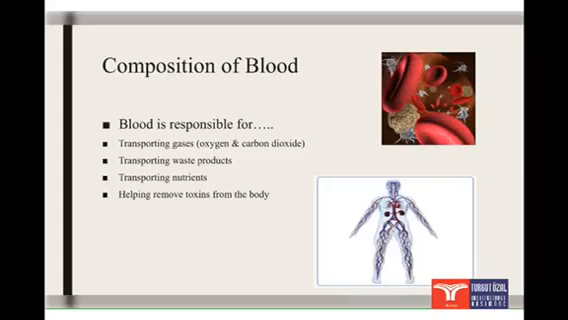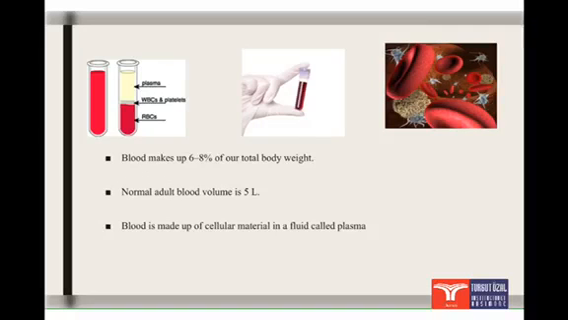You have to know that blood is responsible for transporting gases, for example oxygen and carbon dioxide, for transporting waste products, for transporting nutrients, and helping remove toxins from the body. Blood makes up 6 to 8% of our total body weight. Normal adult blood volume is 5 liters.